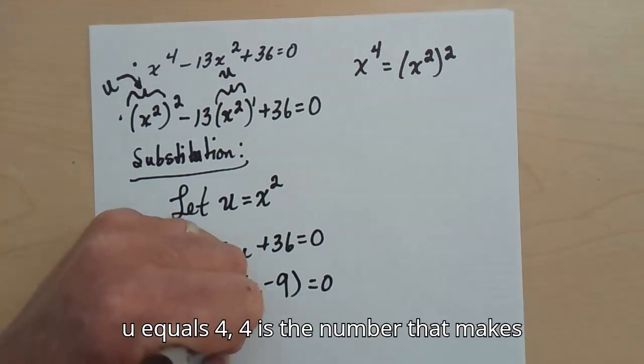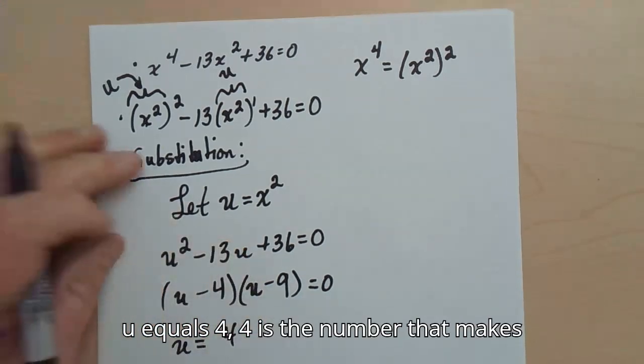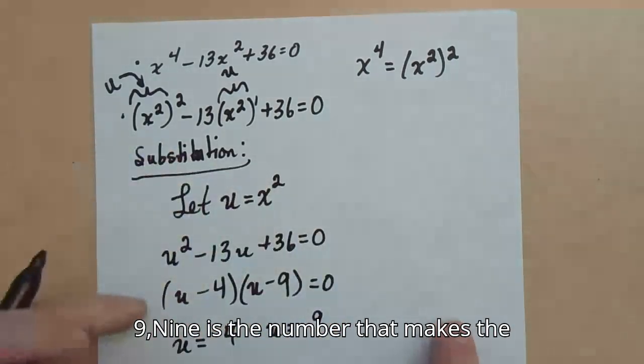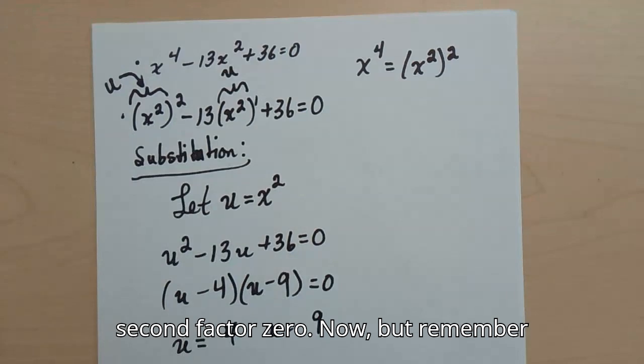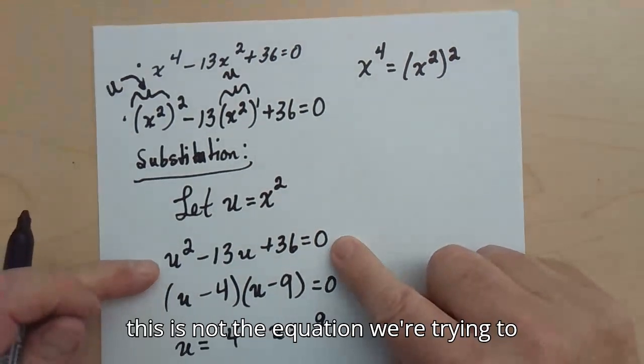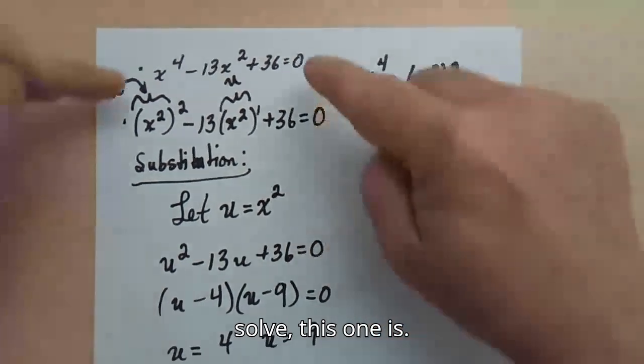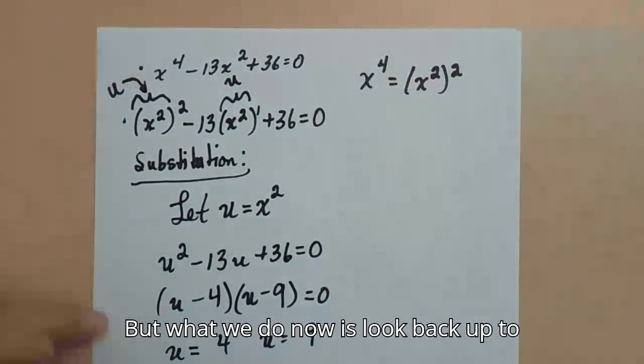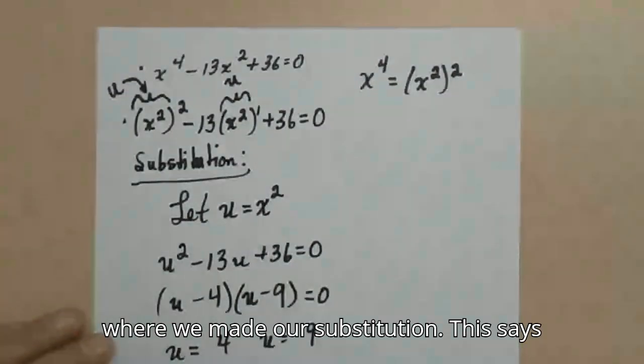Yeah, u equals 4. 4 is the number that makes the first factor 0. u equals 9. 9 is the number that makes the second factor 0. Now, remember, this is not the equation we're trying to solve. This one is. But what we do now is look back up to where we made our substitution.